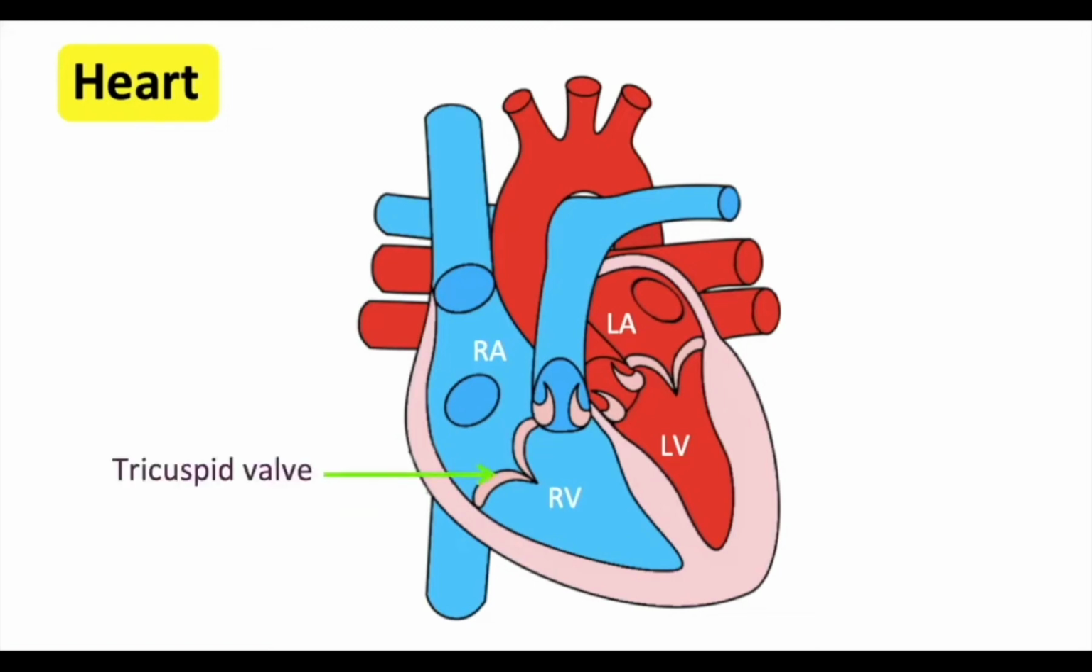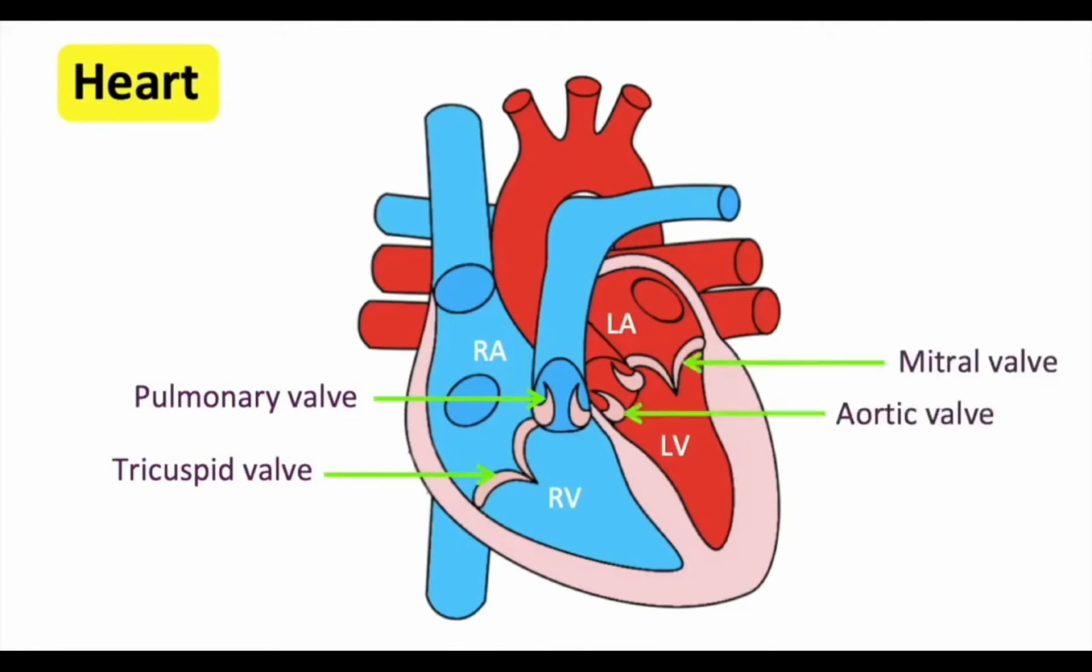Tricuspid and pulmonary valve are on the right. The mitral and aortic valves are on the left. It's important to remember that veins carry blood to the heart and arteries carry blood away from the heart.